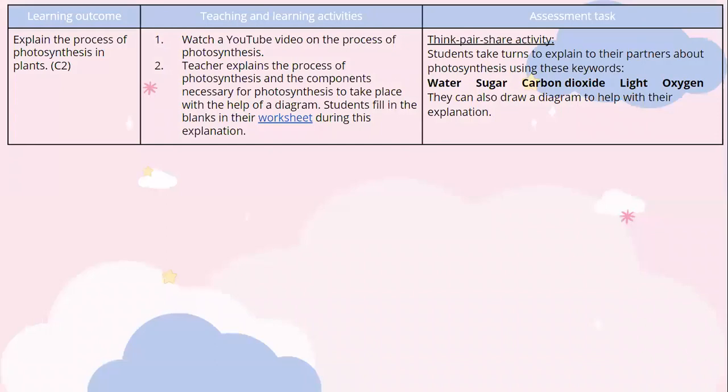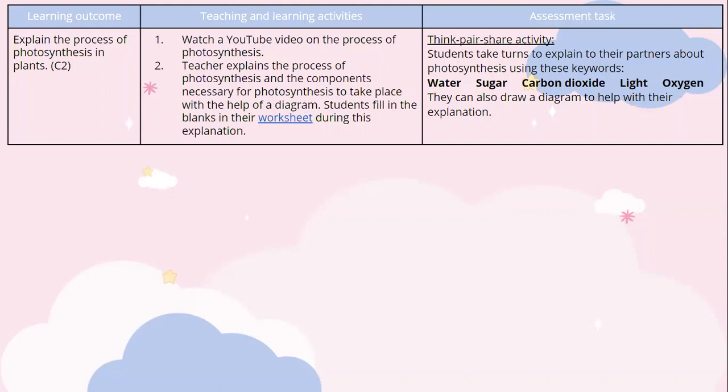Here is an example of a science lesson with 3 learning outcomes or LOs. The first LO is to explain the process of photosynthesis in plants. This belongs in the cognitive domain of learning in level 2 understanding.